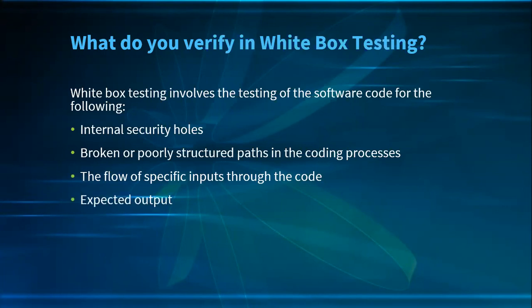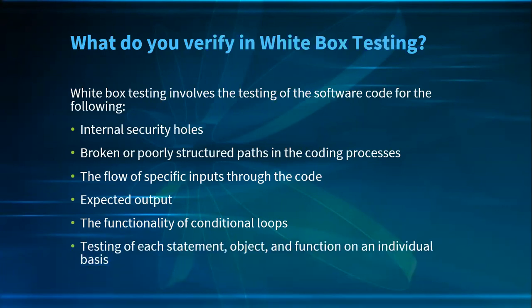Broken or poorly structured parts in the coding processes, the flow of specific inputs through the code, expected outputs, the functionality of conditional loops, testing of each statement, objects, and functions on an individual basis. This is what to verify in white box testing while you are writing your automation script.